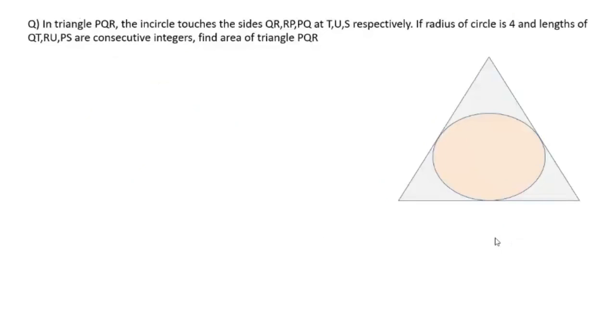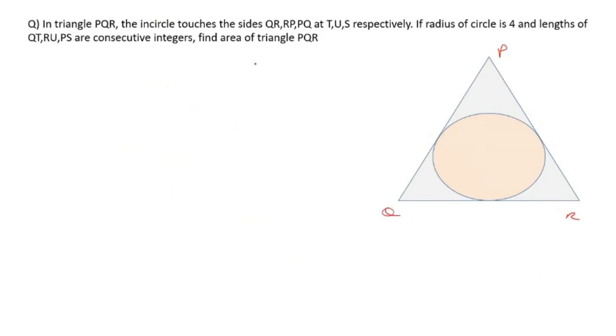In a triangle PQR, the in circle touches the sides QR, RP, PQ at T, U, S respectively. The radius of the circle is 4. The lengths of QT, RU and PS are consecutive integers. Find the area of the triangle PQR. So here again, the diagram shouldn't be a problem. The diagram is pretty direct.